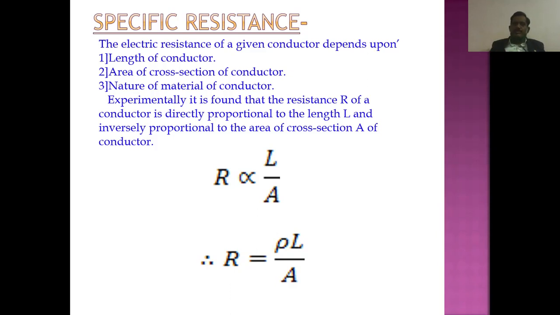So R is directly proportional to L and inversely proportional to A. Here L means length and A means area of cross section. When we want to remove this proportionality sign, we get a constant of proportionality. It is called rho.